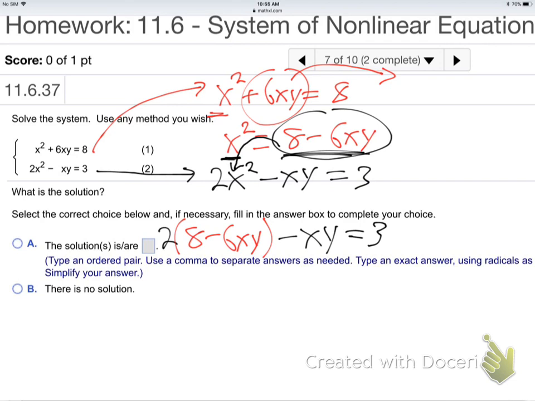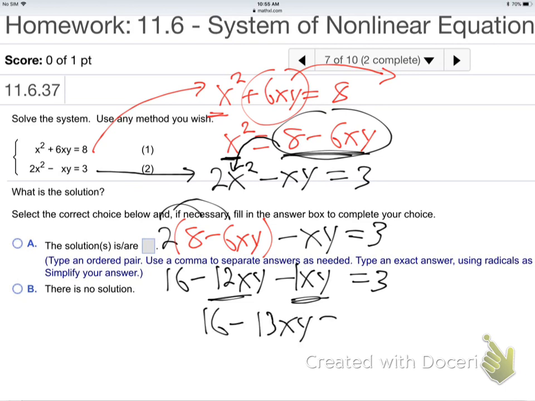And then we can multiply and distribute here. We'll get 16 minus 12xy minus xy is 3. Good so far? Y'all tracking with me? So we always take one equation and plug it into the other, don't we? Now, what do you do with minus 12xy and minus xy? There are common terms. So minus 12 of these xy's and minus 1 more of these xy's is minus 13 of these xy terms. Good to there.